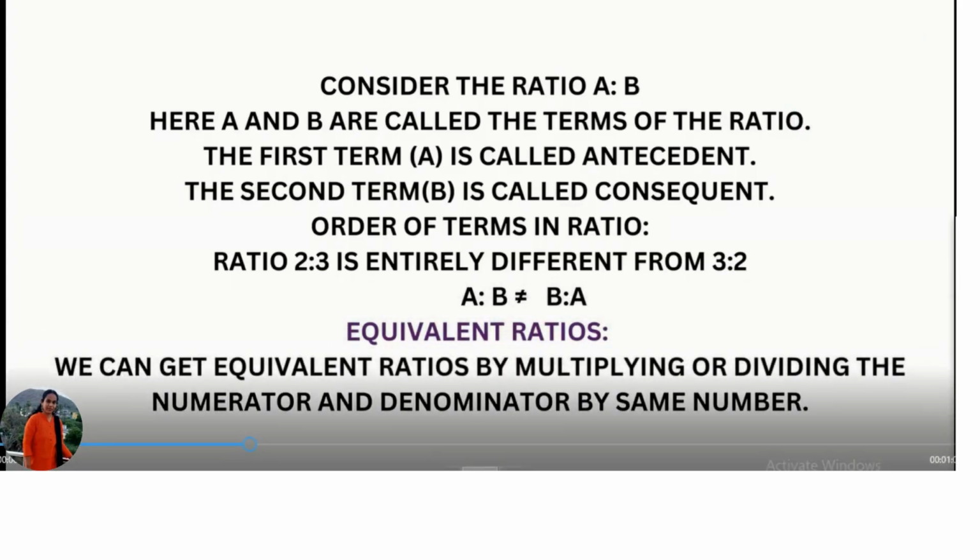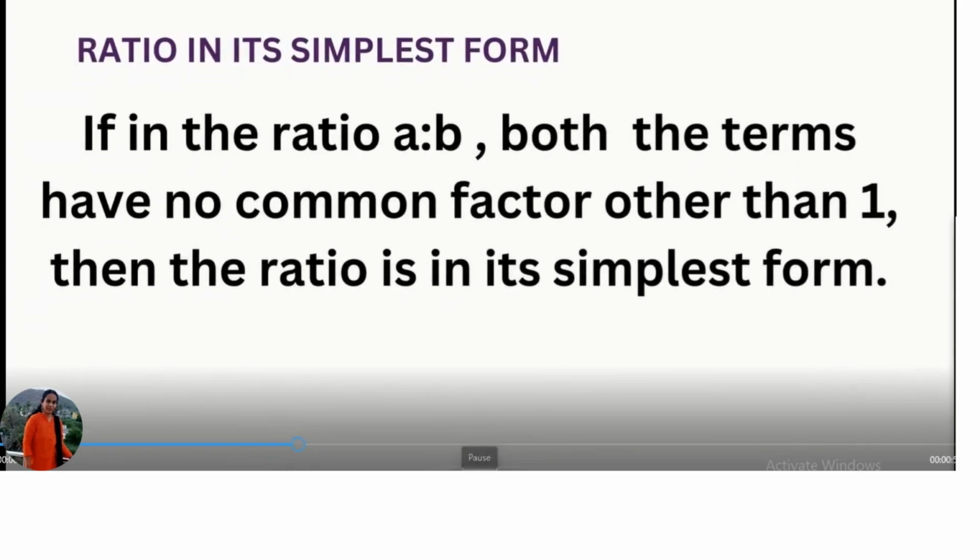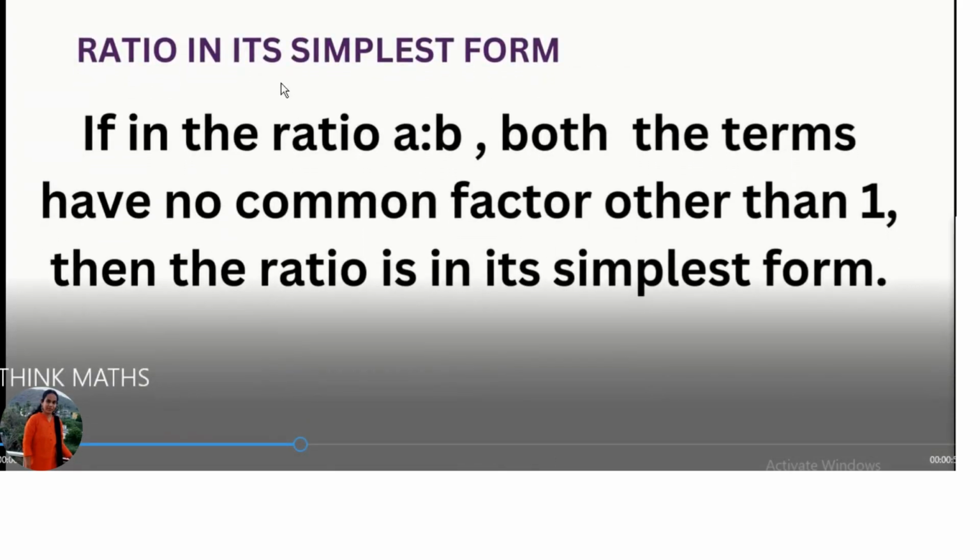The next topic, we are going to take one example. But before that, let us see what a ratio in its simplest form is. If in the ratio A is to B, both the terms have no common factor other than 1, then the ratio is in its simplest form.